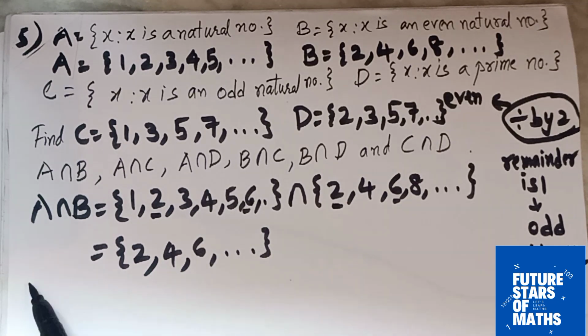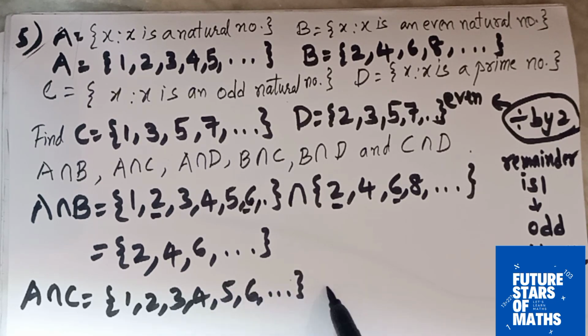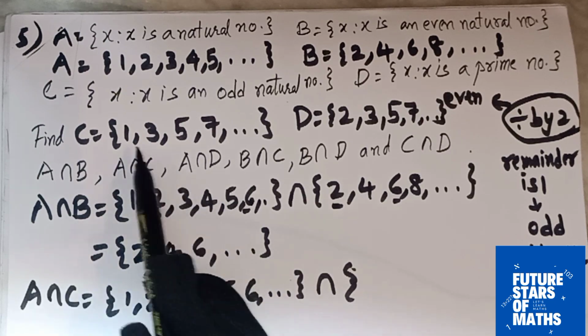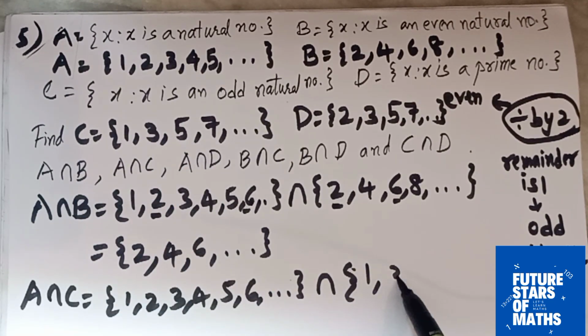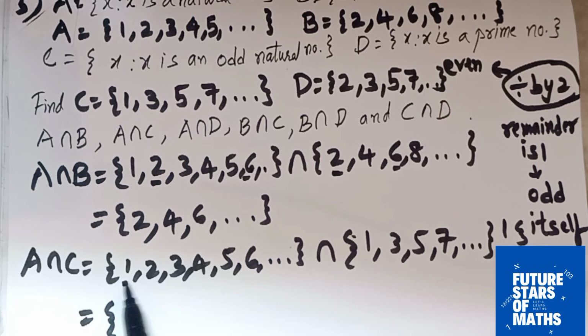Okay. Similarly, we can do A intersection C. So what is A? All natural numbers: 1, 2, 3, 4, 5, 6, and so on. Intersection C. So the set C is 1, 3, 5, 7, and so on. So 1 we have here and here, so we will write 1. 2 is not present in the second set. 3 is on both sides, so we will write 3. 4 we don't have here. 5 we have here. And so on.